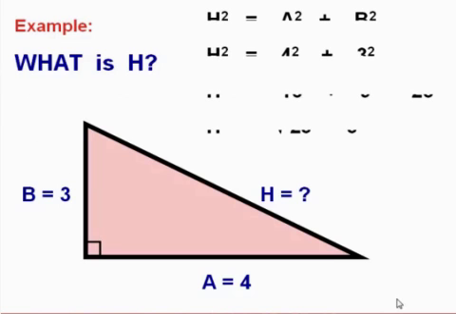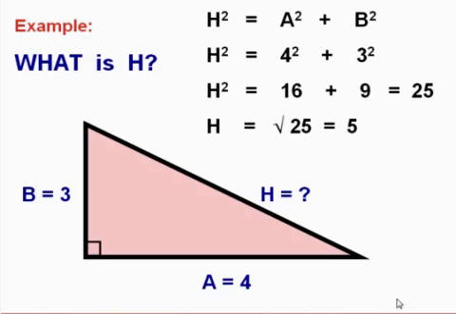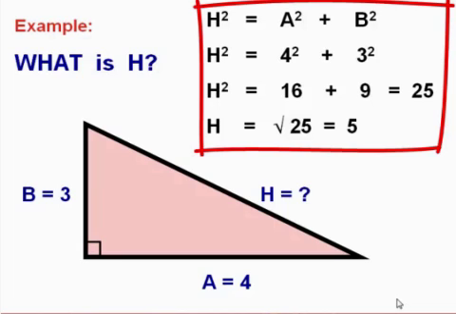Let's do an example. Let's find the length of the hypotenuse of this particular triangle. We're given the two shorter sides, a and b. So, write the formula first at the top. h squared equals a squared plus b squared. And substitute in for a and b, 4 and 3. So we have 4 squared plus 3 squared.